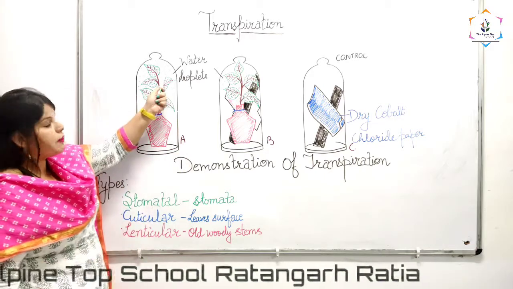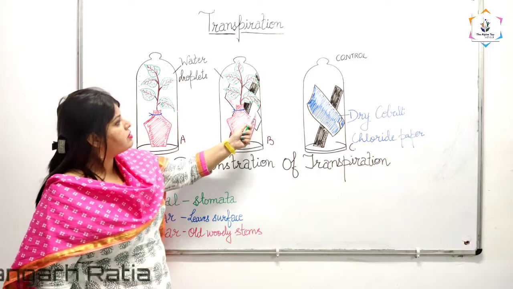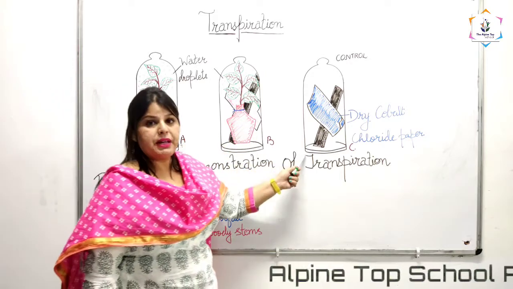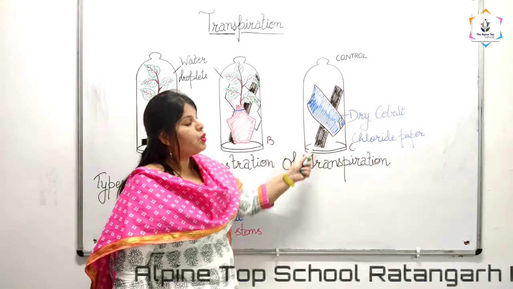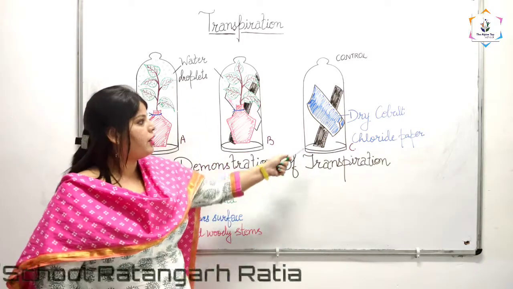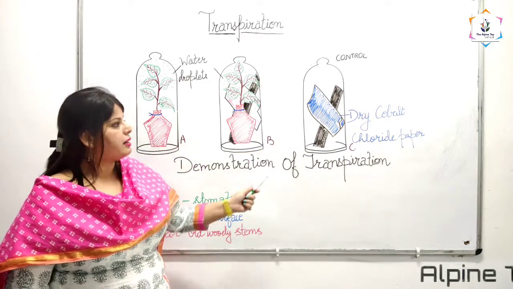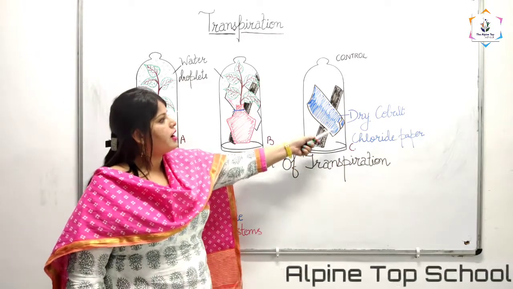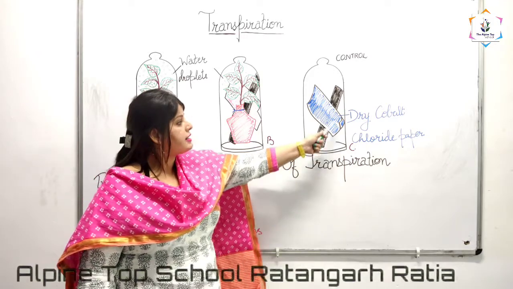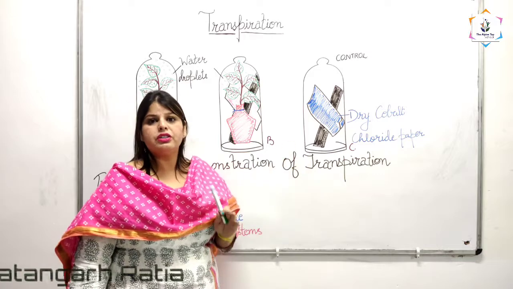So in the A and B setups, it is clearly visible that transpiration happened. Here we can see water droplets, and here also water droplets are there. Along with that, the dry cobalt chloride paper turned pink. In the third setup, our C setup, there is no change in the cobalt chloride paper. Why? Because we do not have any plant here. That means no transpiration happened, so in C1 the cobalt chloride paper doesn't turn pink. Our C setup is a control experiment. We put it here for showing the control.